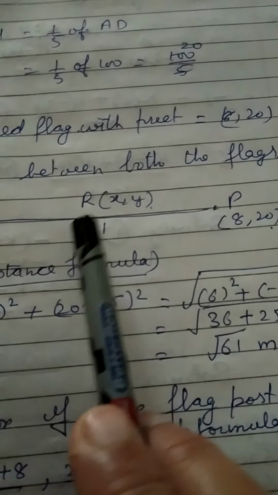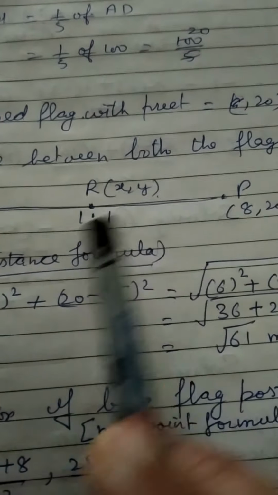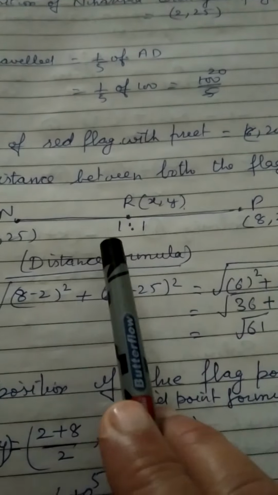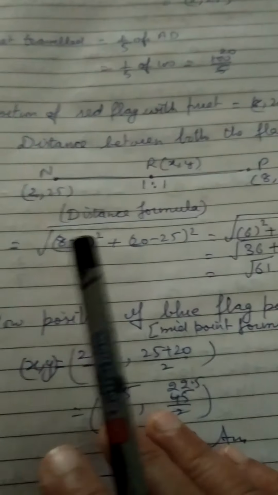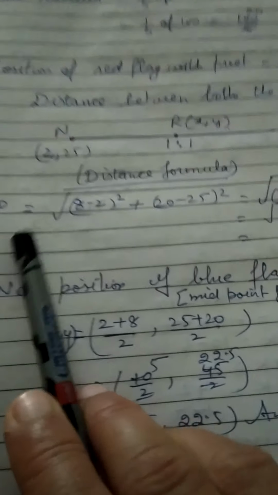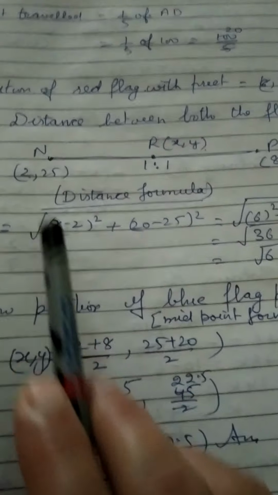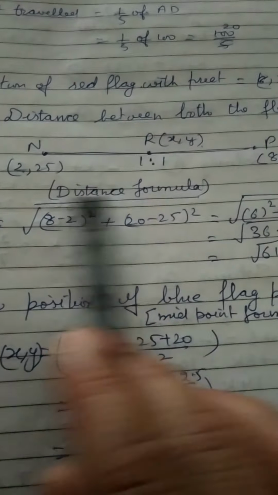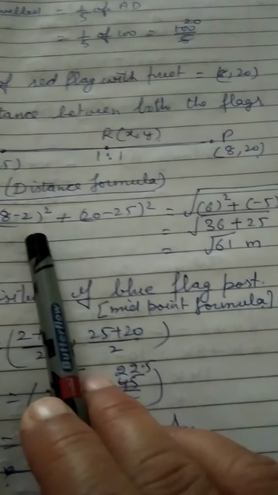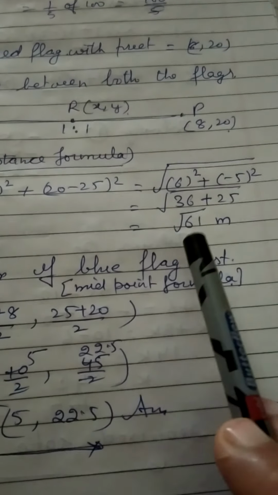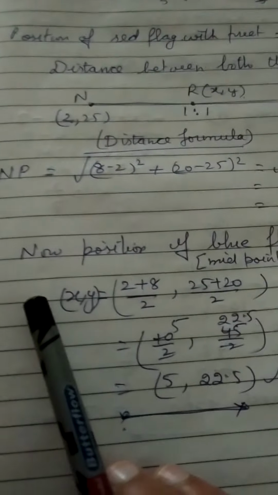R is Rashmi, whose coordinates (x, y) we have to find out, and it is in between N and P, then it is dividing it in ratio 1:1. Now first we have to find the distance between N and P. Then NP will be the square root of (8 minus 2) whole square plus (20 minus 25) whole square. 8 minus 2 is 6, square, plus minus 5 square, root. Here we get square root 61 meters.